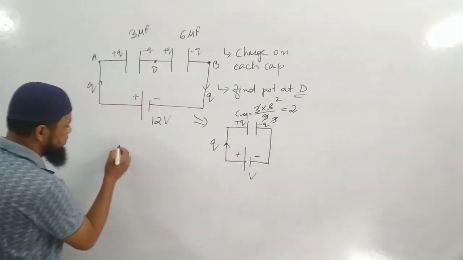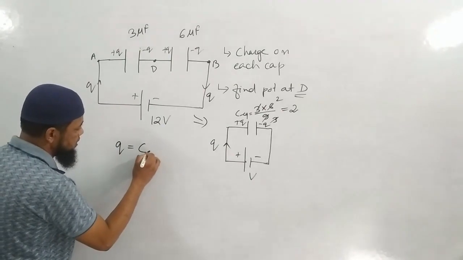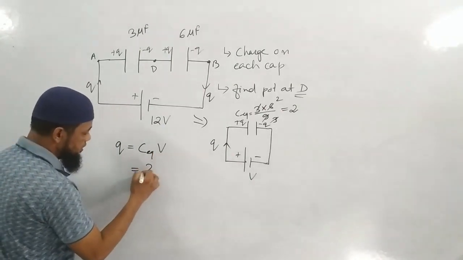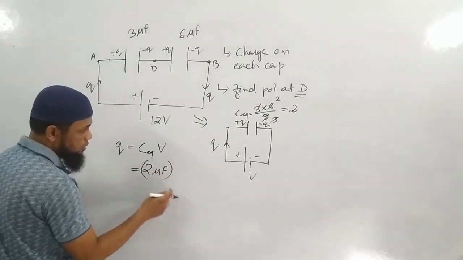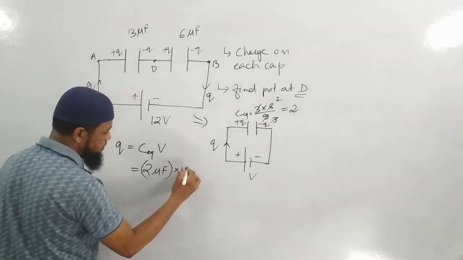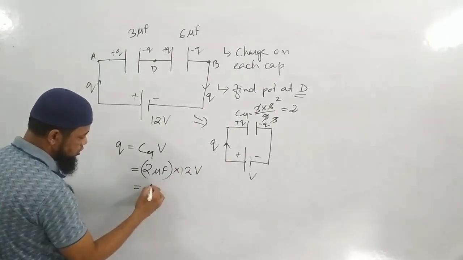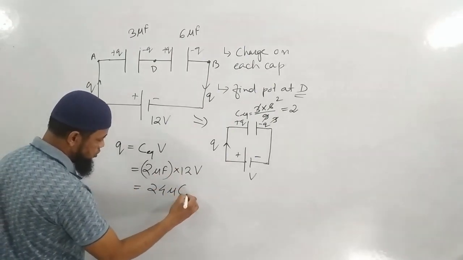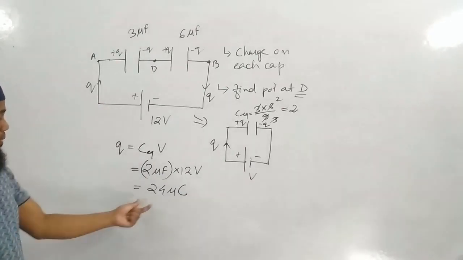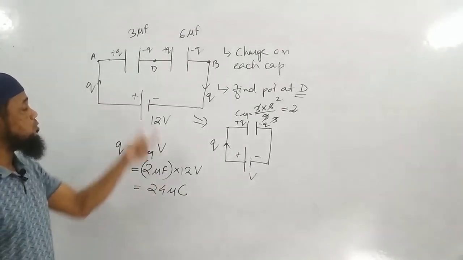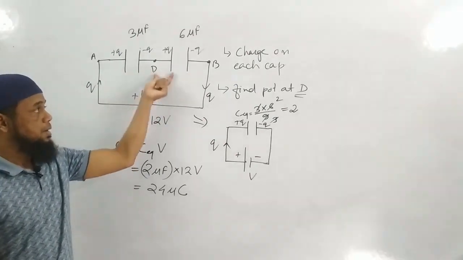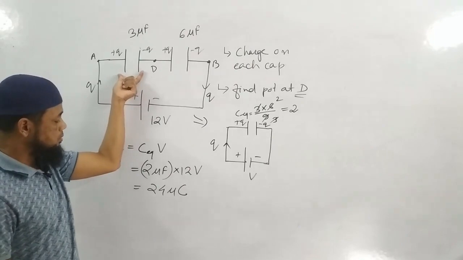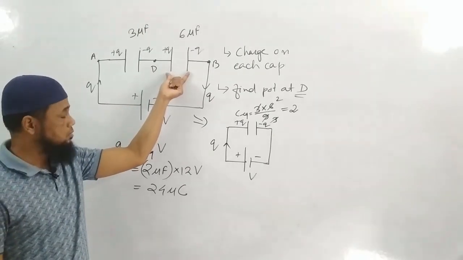So how much is Q here? Q is equal to C equivalent into V. How much is C equivalent? 2 microfarad. Okay, what is the voltage? 12 volt. So this is 24 microfarad into volt, which is nothing but coulomb. This is 24 microcoulomb. So this is the charge which is going to be present on both the capacitors. So charge on each capacitor is what? 24 microcoulomb and 24 microcoulomb.